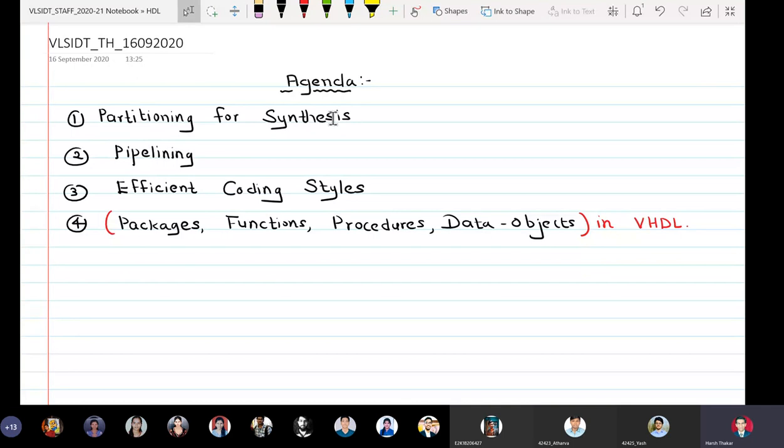I think if it was an offline college, we would not have spent so many lectures. This time we have spent a lot of time on coding examples, which is why the syllabus progress is a little slow, but it's no problem. Today's agenda is partitioning for synthesis. Next is pipelining. Third is efficient coding styles, and fourth is packages, functions, procedures, and data objects in VHDL.